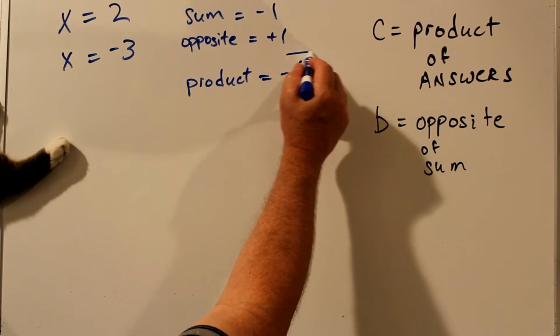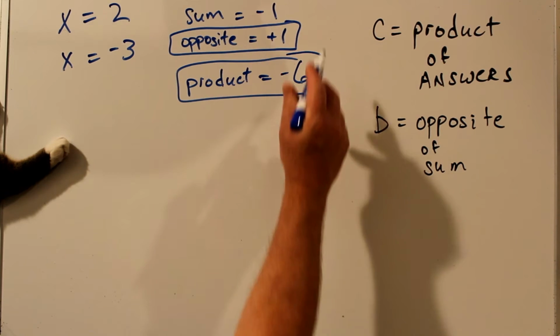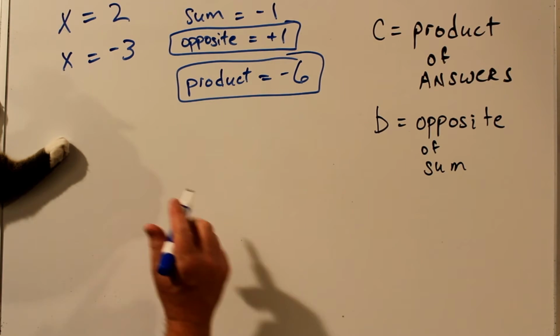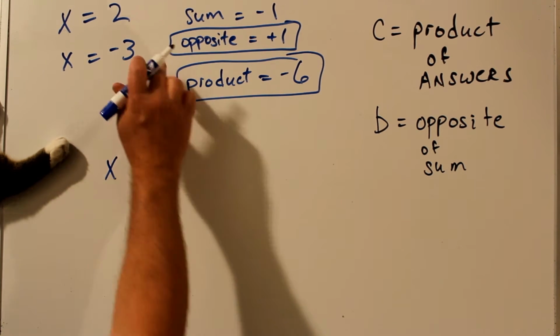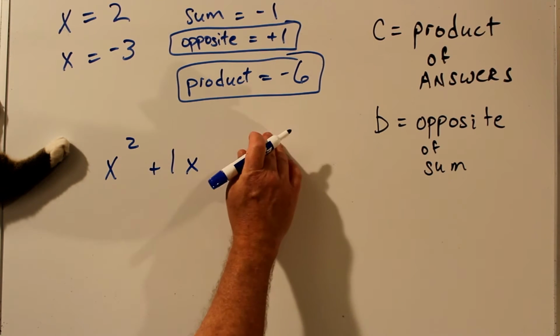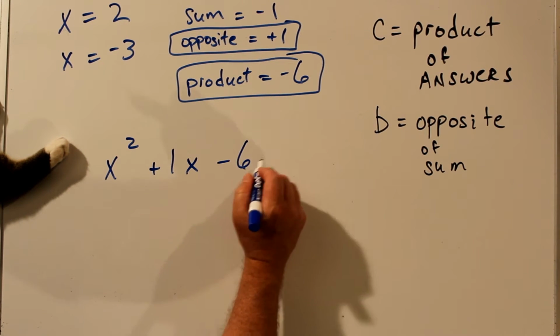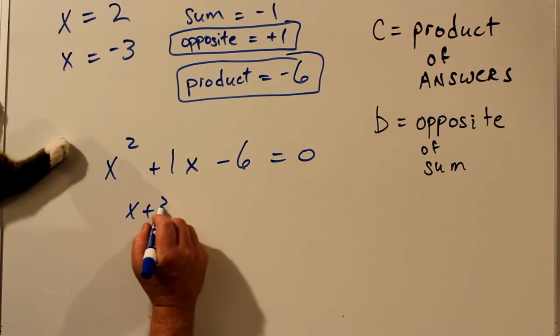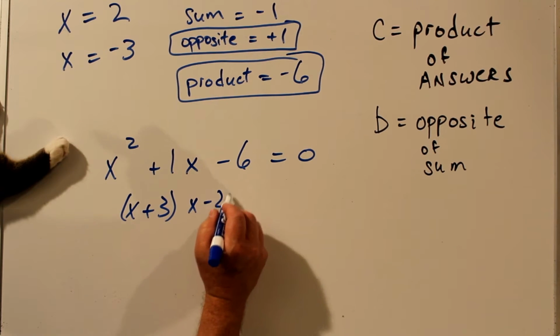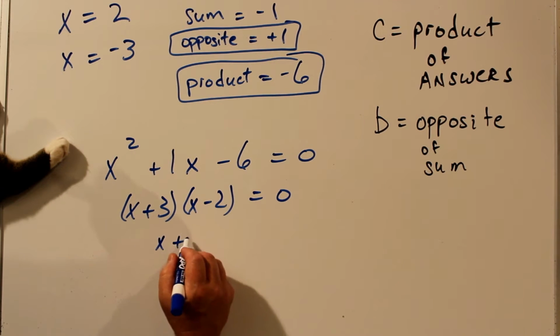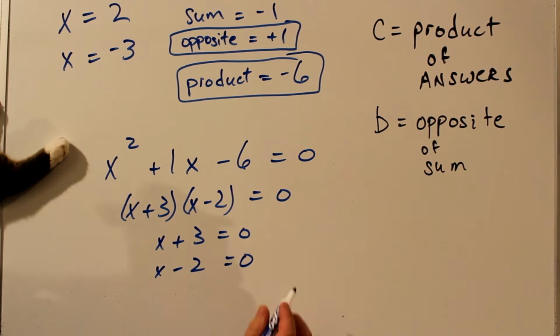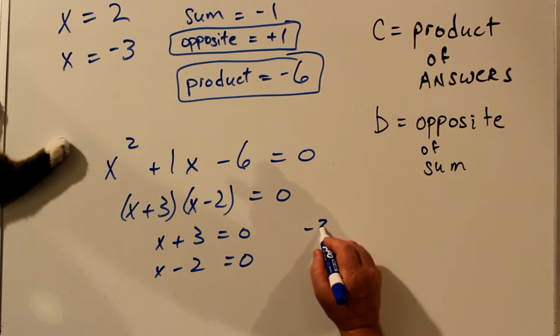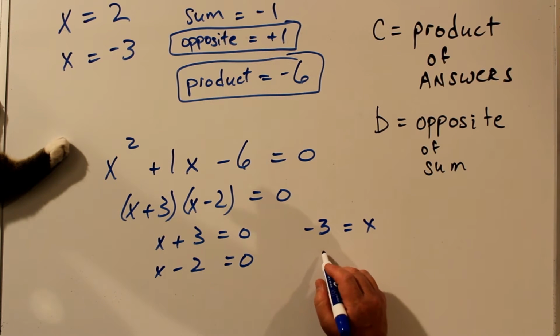So given this number and this number, let's write the quadratic equation. x squared, opposite of the sum, plus 1x is b, and the product is minus 6. And that's our quadratic equation. Now we could factor this. x plus 3 times x minus 2 equals 0. Set each factor equal to 0. And the answer to this is minus 3. And the answer to this is 2.